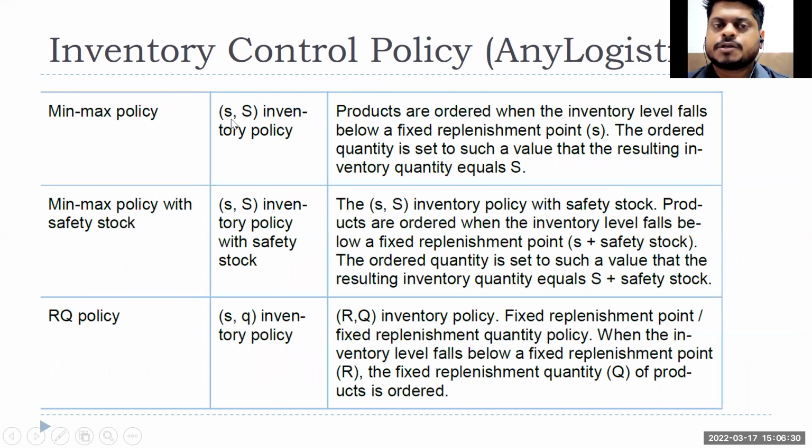Then this part we have discussed. You will have a reorder point and a maximum inventory limit. Products are ordered when the inventory level falls below a fixed replenishment point. That is my reorder point. The order quantity is set to such a value that the resulting inventory quantity equals S. So I have a reorder point of 30 kgs and a fixed inventory level of 100 kgs. Whenever it falls below 30 kgs, let's say it becomes 20 kgs, I'll order 80 kgs. If it becomes 10 kgs, I'll order 90 kgs, right?